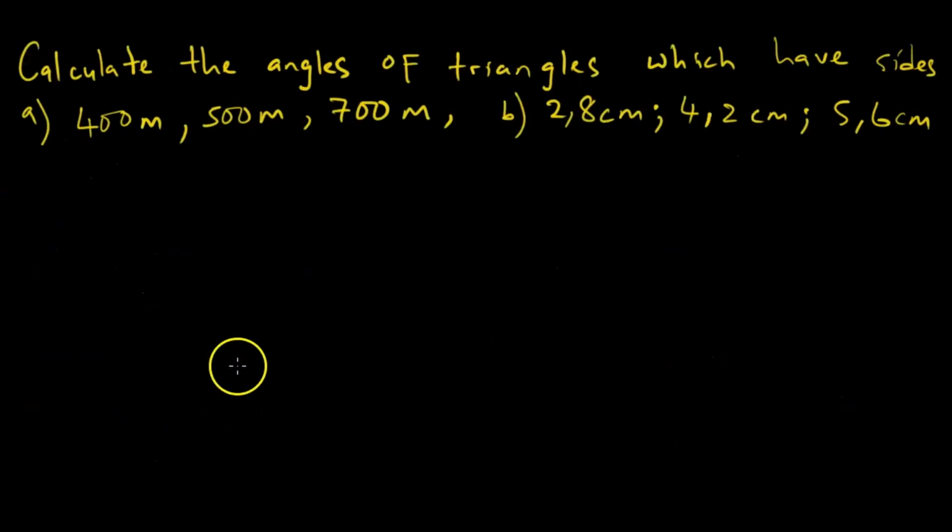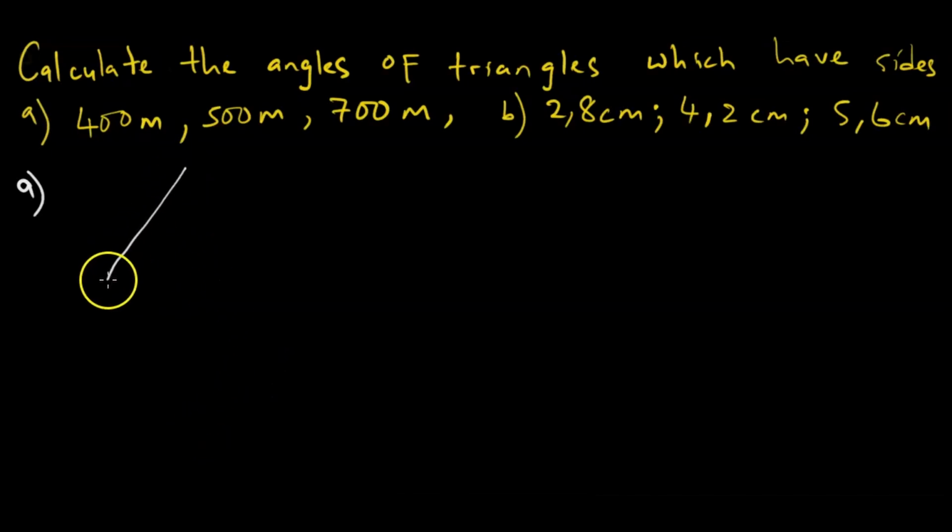Example 2. The question says: calculate the angles of the triangle which has sides 400 meters, 500 meters and 700 meters. So this is going to be a little different from what we did in our first example. In our first example, we used the calculator with the formulas for all three angles because we wanted to solidify and practice these formulas. Now we want to answer the way we should actually answer it in an examination.